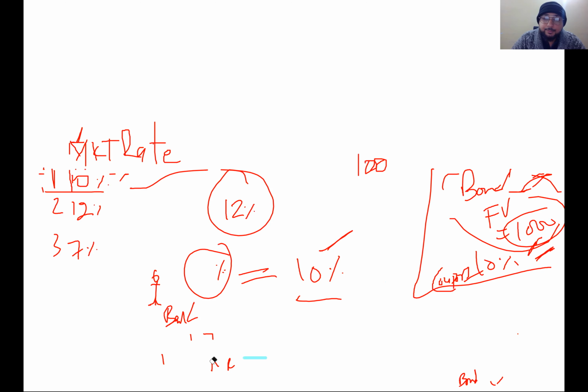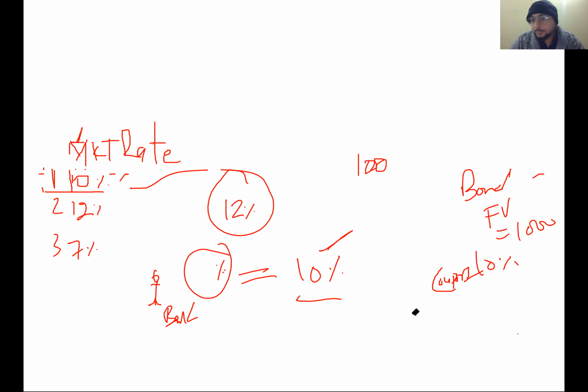What if the company is giving us a 10% interest rate, the bond face value is still 1,000, and the coupon rate is 10%? What if after 2 years the market rate drops to 7%? Now what will happen?